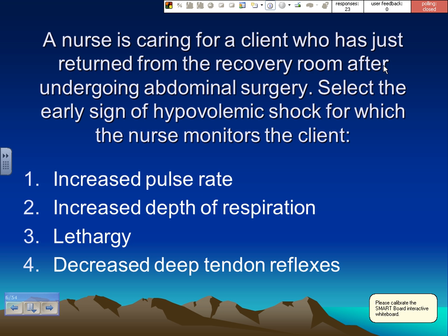The nurse is caring for the client who has just returned from the recovery room after undergoing abdominal surgery. Select the early sign of hypovolemic shock for which the nurse monitors the client. Increased pulse rate, increased depth of respiration, lethargy, decreased deep tendon reflexes.